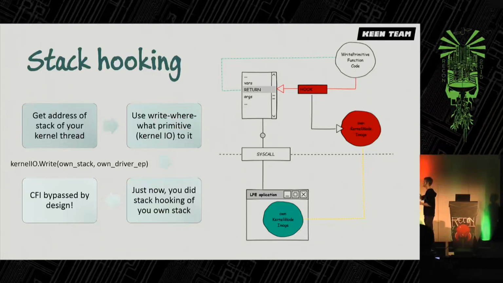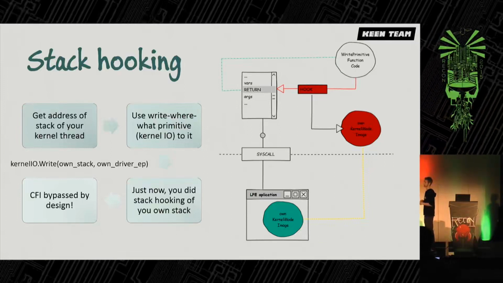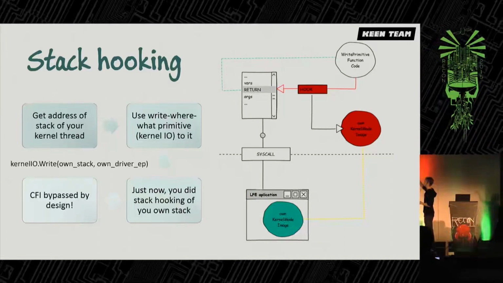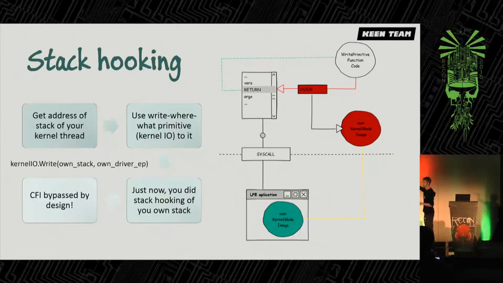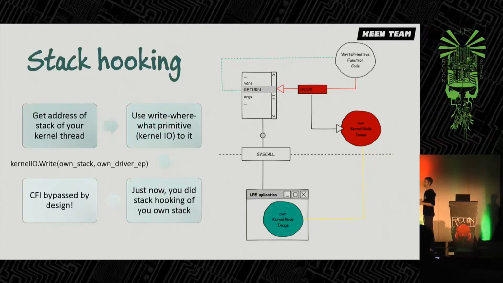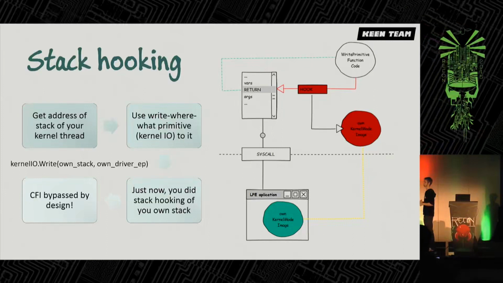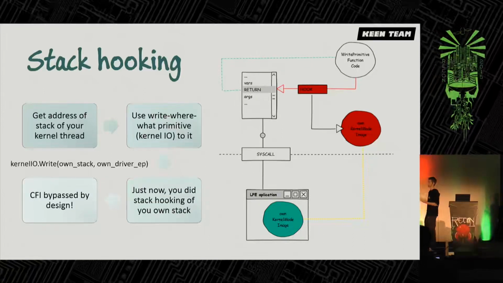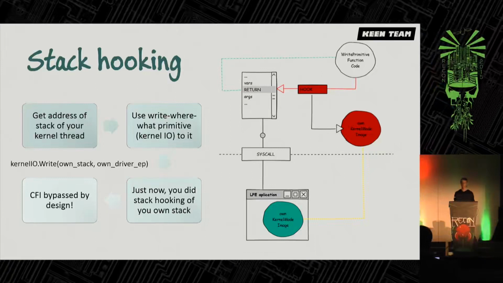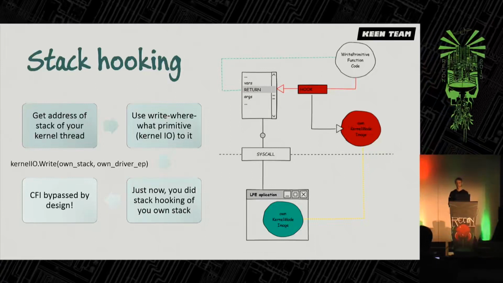So what we do is basically call this write function, call this write primitive, and with this write primitive we just rewrite the return address, which will be returned to after this call. That means it will return to our code. There will be no additional checks performed on whether it's a valid function or not, because you hook the stack directly, and in the current design you can do it.